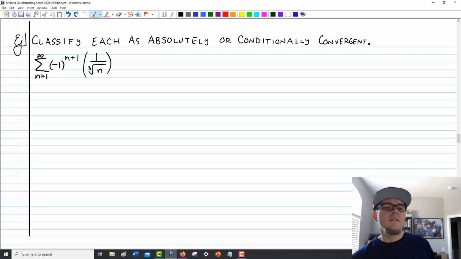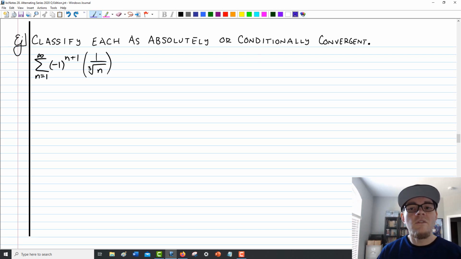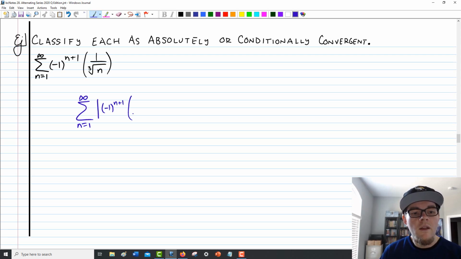So here's one such question. We want to classify this series as either absolutely or conditionally convergent. In order to do that, it's not actually very difficult. In fact, I'd say it's one of the fastest things we could do. What we need to do is look at the absolute value version, the positive one. So we're going to look at the behavior of this version of the series, which is the sum from 1 to infinity of 1 over the cube root of n.